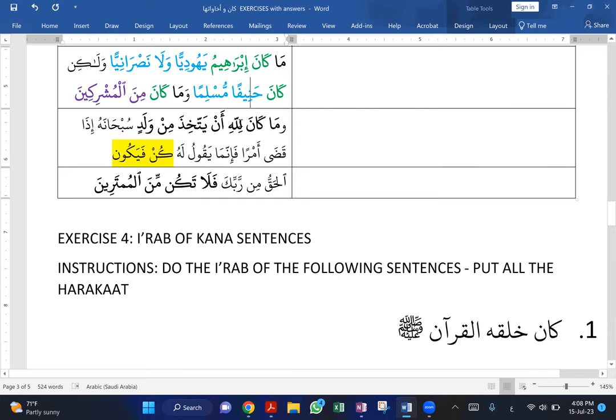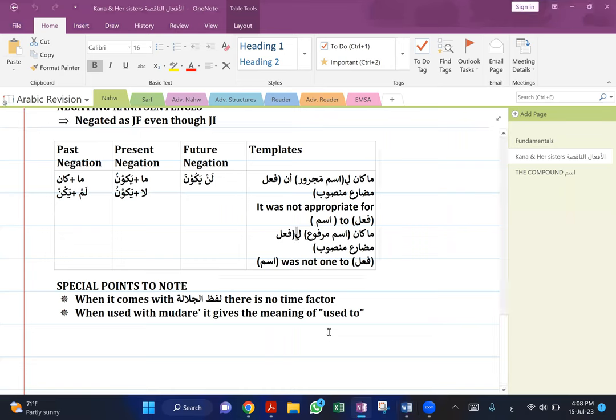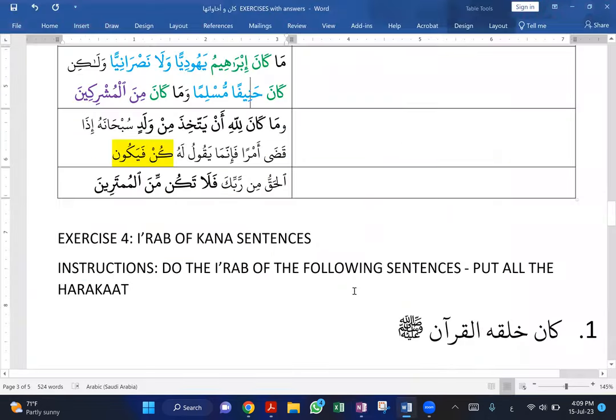Ma kana lillahi an yattakhidha min waladin. Ma kana an. What kind of a? See, this is a kind of a template that we talked about. Also, let me just go back. So we have ma kana li an. Okay. So ma kana, and then you have the اسم inside here, and then you have li an, ma kana li somebody an something, and that would mean it was not appropriate for this person to do this thing. I hope that's clear. I know I'm using very vague words, but I think it's a bit clear. So what would be the mubtada, what would be the khabar in this case?